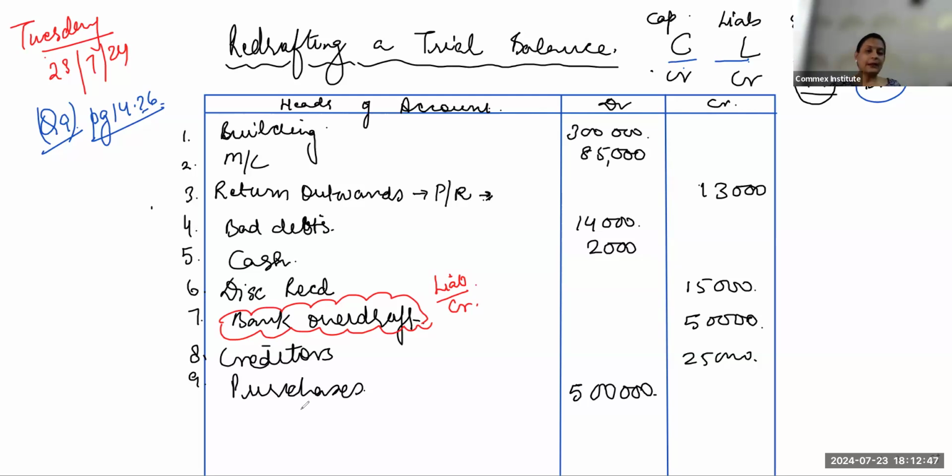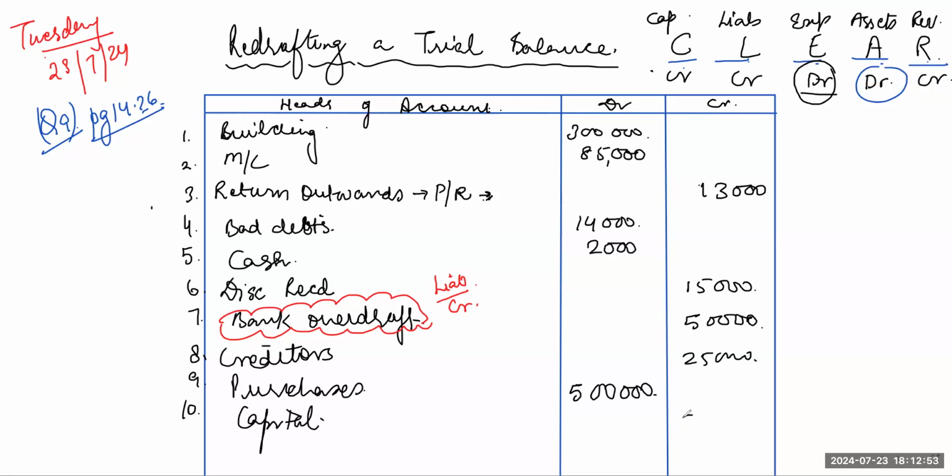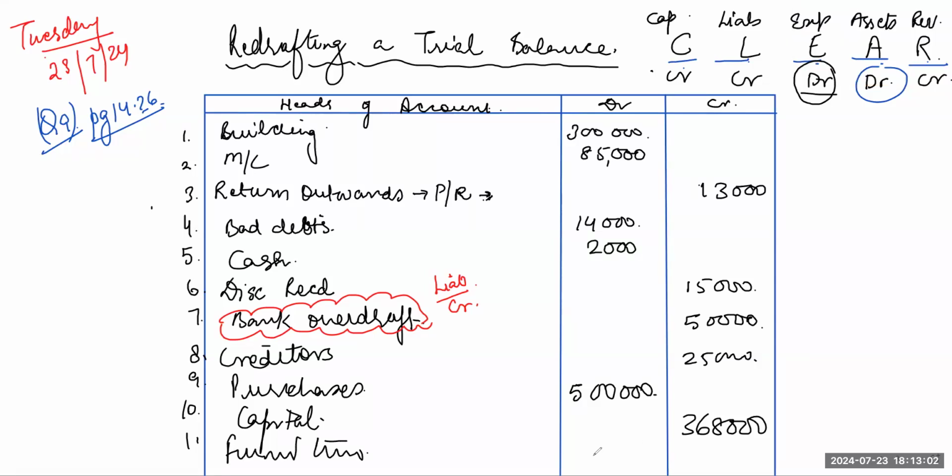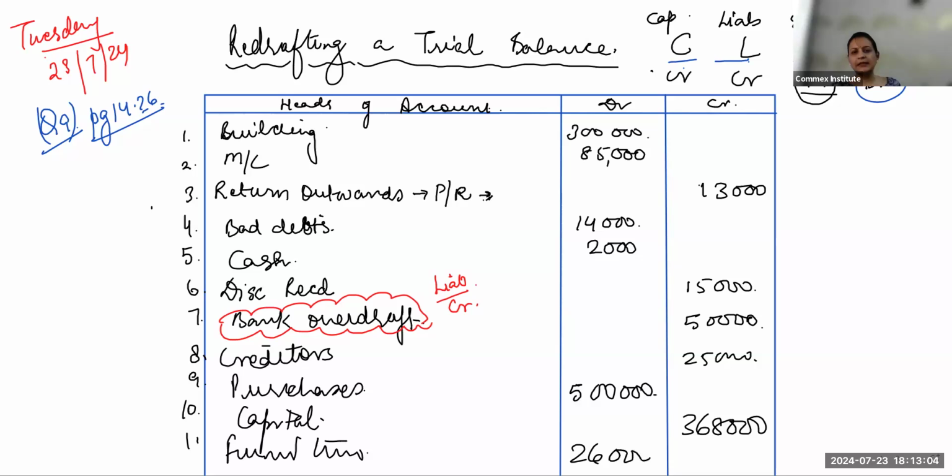Then the next one is capital. Okay, next one, Aditya, capital. What do we do with that? It's credit. Credit, of course, 3,68,000. And then the furniture. Yes, Aditya, continue. Asset. Asset 26,000 on the debit side. Okay, then I'm done with the space, so I'll move on to the next sheet.